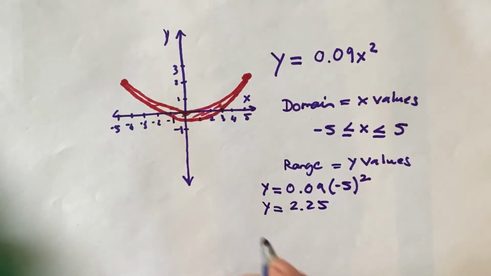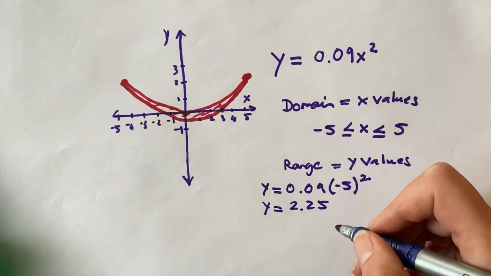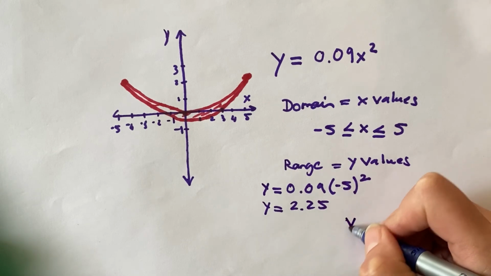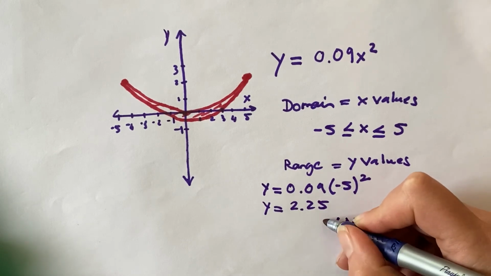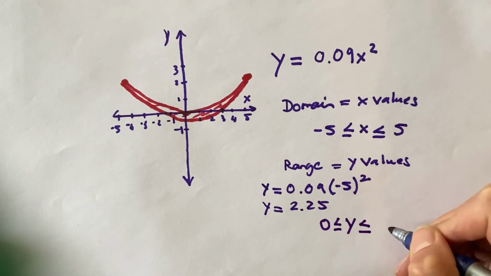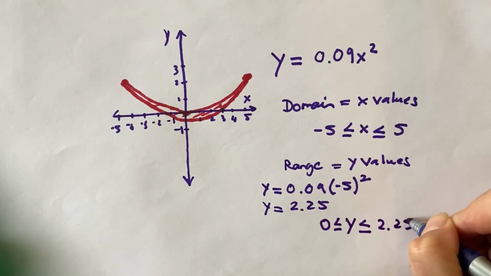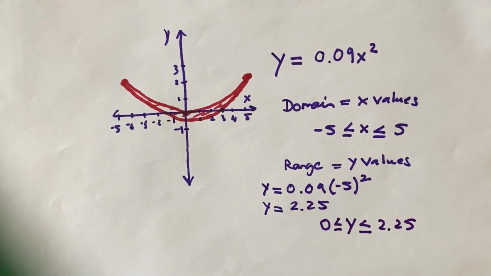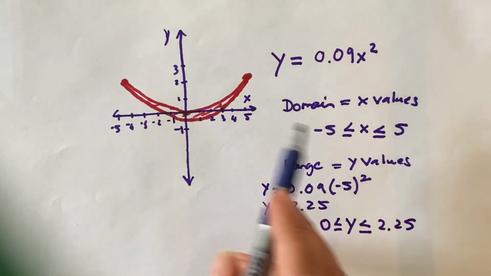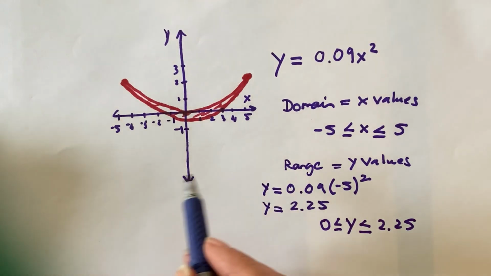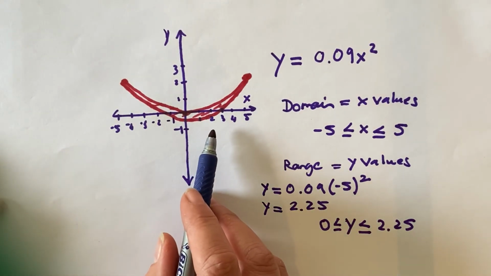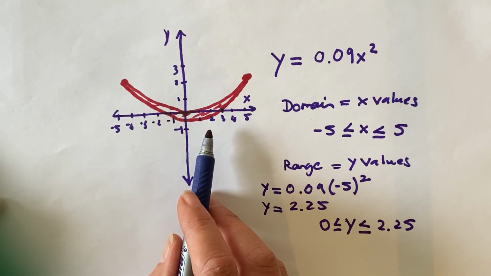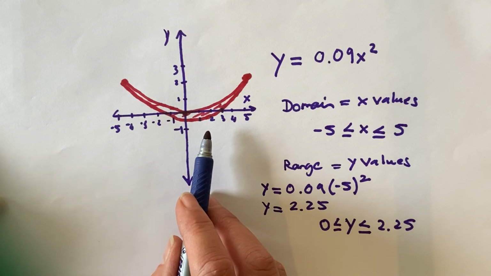There are no negative values. So when I draw my range, I say y is definitely greater than or equal to 0. It can be 0, but it's less than or equal to 2.25. And again, a reminder, these are in meters. So this gives you some idea of one of the uses for a parabolic function or quadratic function. There are many, and we're going to explore them a lot more as we go into 10.2 and beyond.